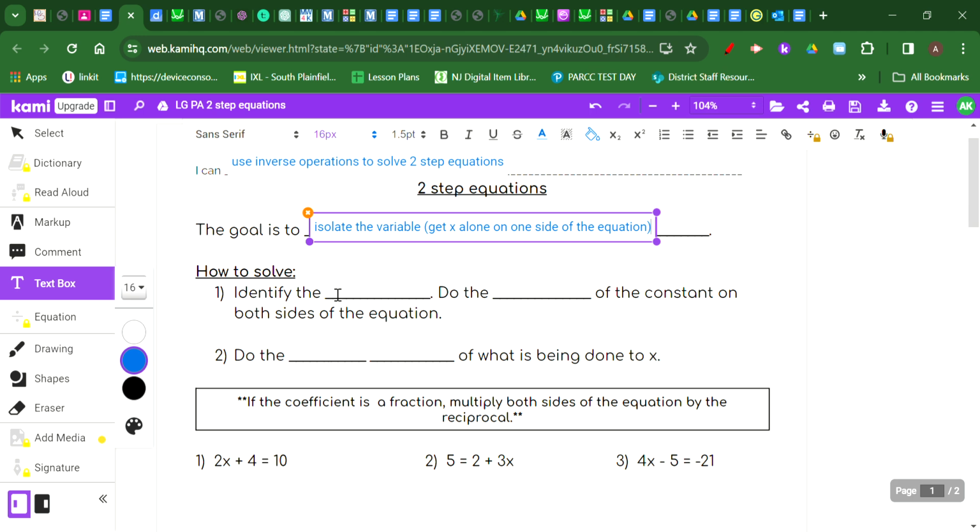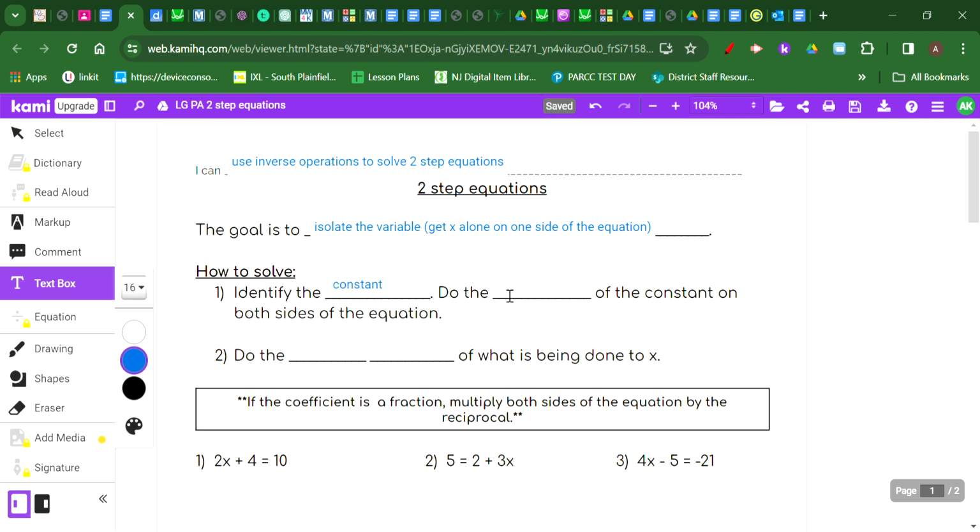The first step will be to identify the constant and then do the inverse or opposite of the constant on both sides of the equation. In other words, if the constant is -2, you're going to do the opposite, which is +2. If the constant is -5, you're going to do +5 on both sides. And hopefully you remember, a constant is the part of an expression that doesn't have a variable attached to it. So it's just a number without a variable.